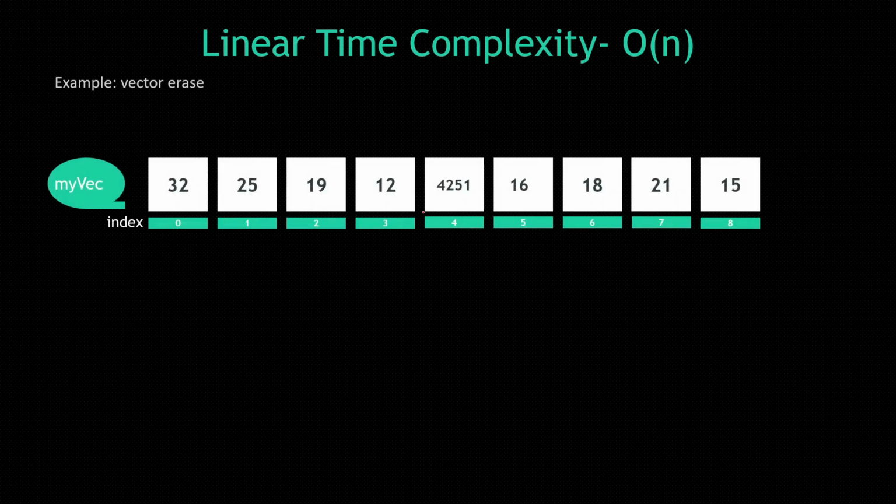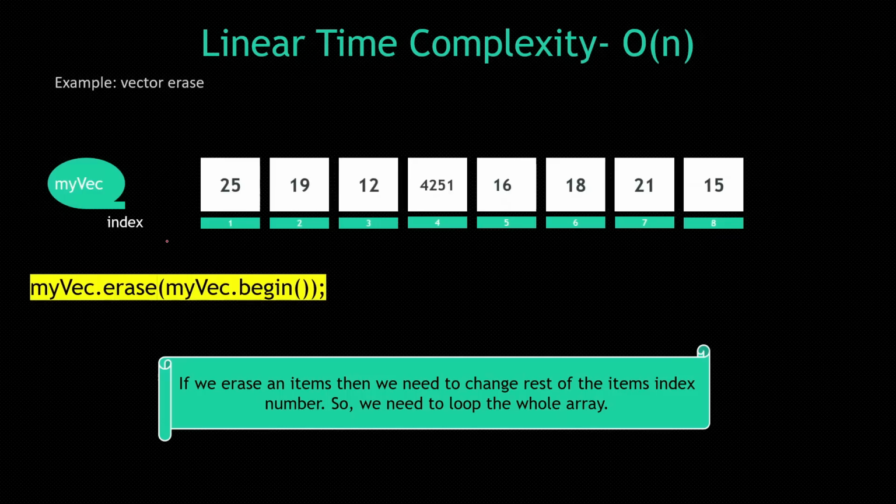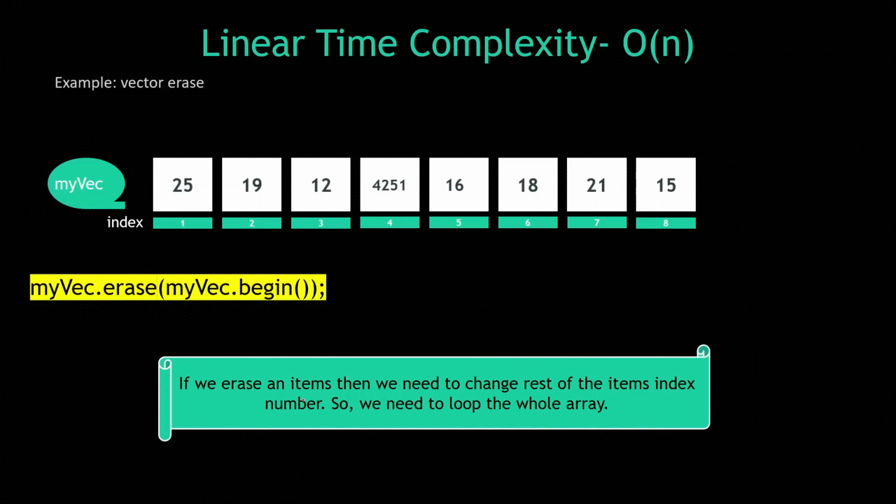Another example of linear time complexity O(n): vector erase. We have a vector myvec. If we want to erase the first item from this vector, then we will write myvec.erase(myvec.begin()). It will erase the first item. If we erase an item, then we need to change the rest of the items' index numbers. See, it's 1, 2, 3, 4, 5, 6, 7, 8. But as we know, the index number starts from 0. So it will be 0, 1, 2, 3 and it will end at 7.